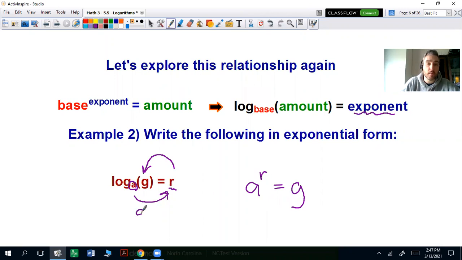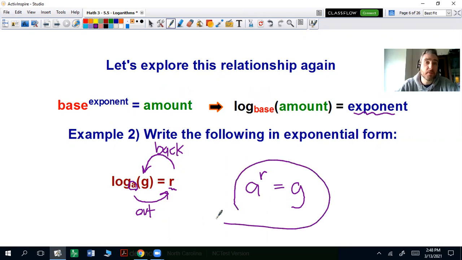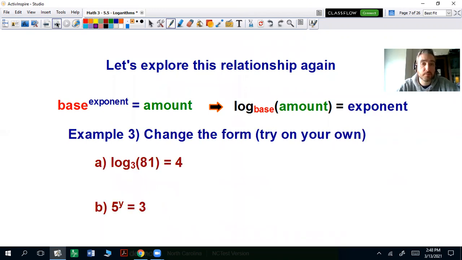I like to think of this as out and back. If it's in log form, you can start with the base, you can go out to the other side, then you can come back into the part that's inside the log. So a to the r is equal to g. I should circle that.